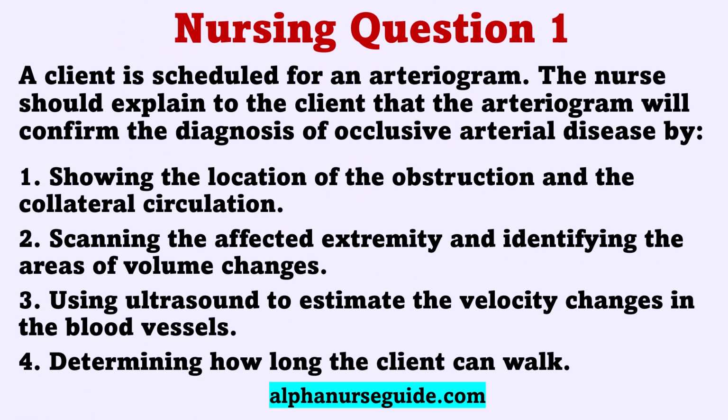A client is scheduled for an arteriogram. The nurse should explain to the client that the arteriogram will confirm the diagnosis of occlusive arterial disease by: 1. Showing the location of the obstruction and the collateral circulation. 2. Scanning the affected extremity and identifying the areas of volume changes. 3. Using ultrasound to estimate the velocity changes in the blood vessels. 4. Determining how long the client can walk.